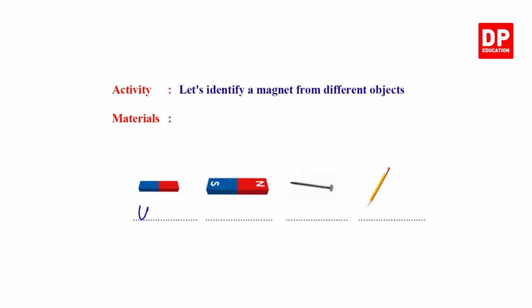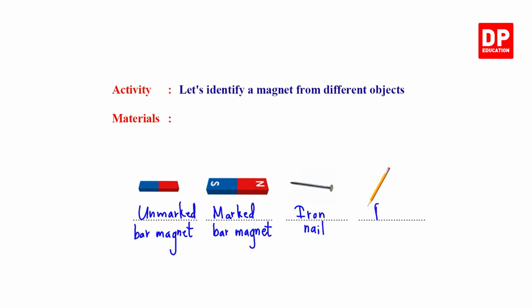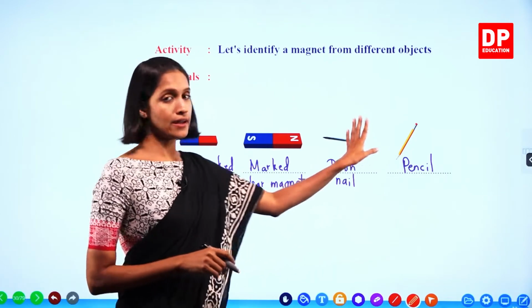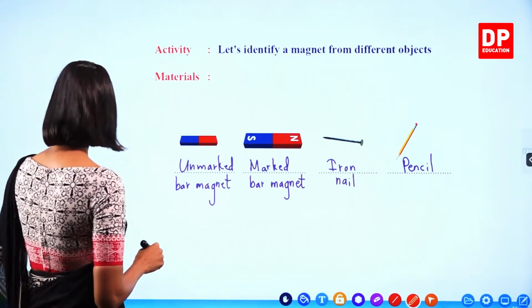Let's write. Unmarked bar magnet, marked bar magnet, iron nail, and a pencil. Unmarked bar magnet, marked bar magnet, an iron nail and a pencil, right? Let's see how to do this.